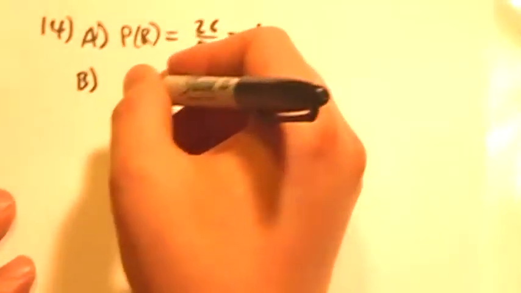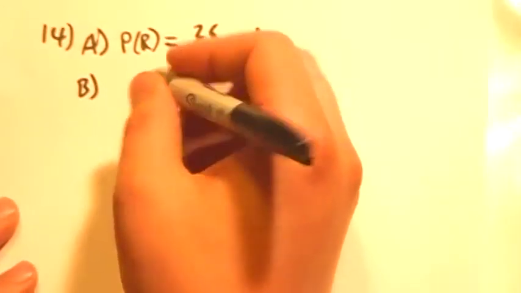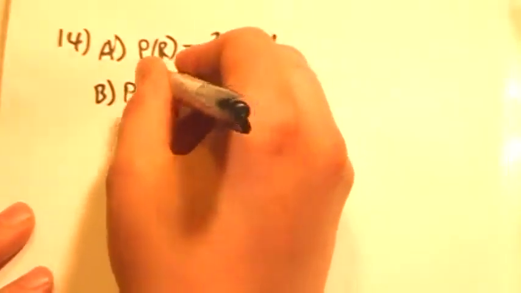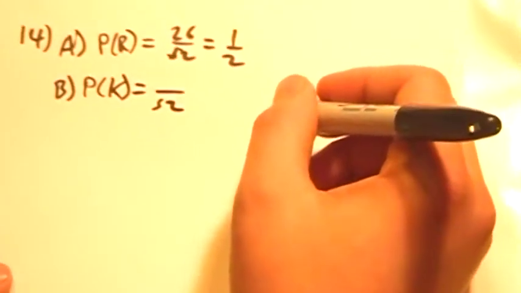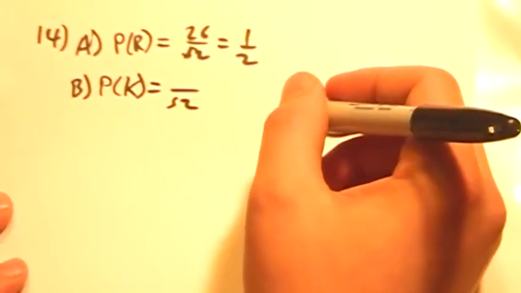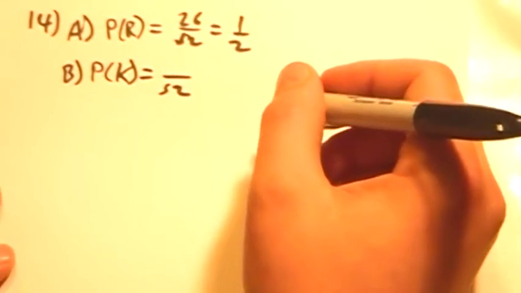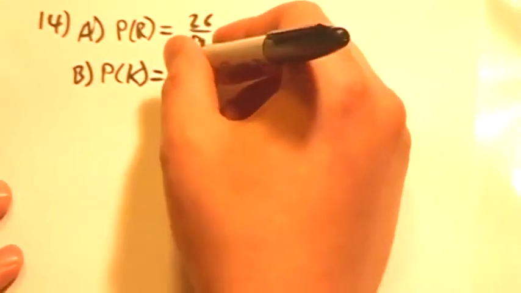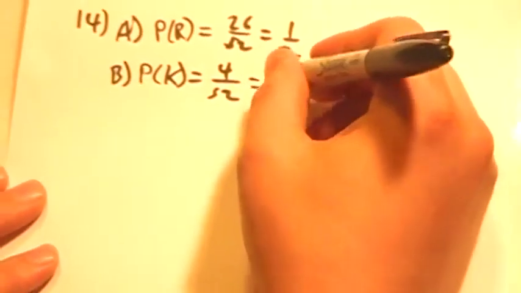Now, for part B, it says, what is the probability that it is a king? Well, again, we know our denominator is going to be 52 because we have a total of 52 cards to choose from. But then we have to think about how many kings are in a deck of cards. We know we have 1 king for every suit, and there's 4 suits. So it's 4 kings. And that reduces to 1/13.